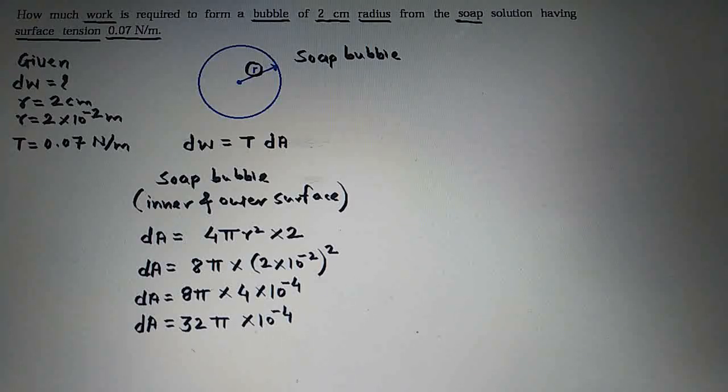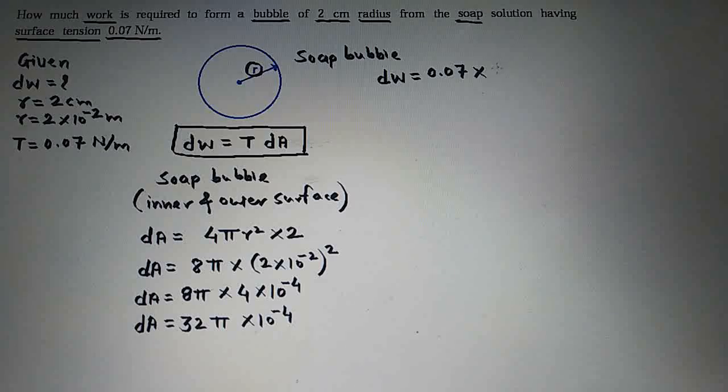Now we will put this value of dA, that is 32 pi into 10 raised to minus 4, and the value of T, that is surface tension 0.07, in this formula of dW. So if we put the value of T and dA here, then we can write dW is equal to, what is T? 0.07 into what is dA? It will be 32 pi into 10 raised to minus 4.